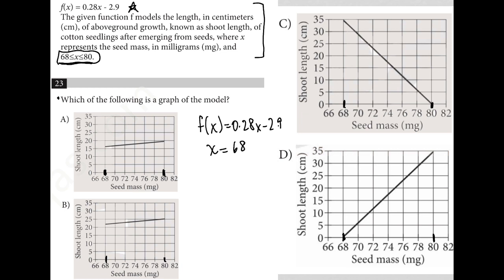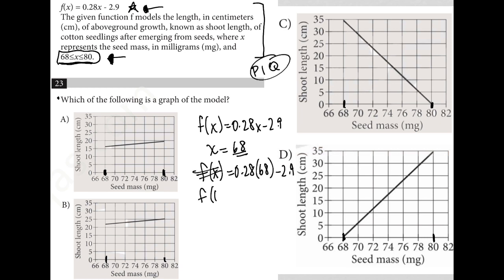So I'm using this strategy called plug in information from the question. The question provided these potential values of x. It says x exists between 68 and 80. The question provided this linear equation, this f of x. So I'm going to just plug this in, because whatever I get for f of x when I plug in 68, f of x equals 0.28 times 68 minus 2.9. In fact, this should say f of 68, to be accurate. So f of 68 equals that.